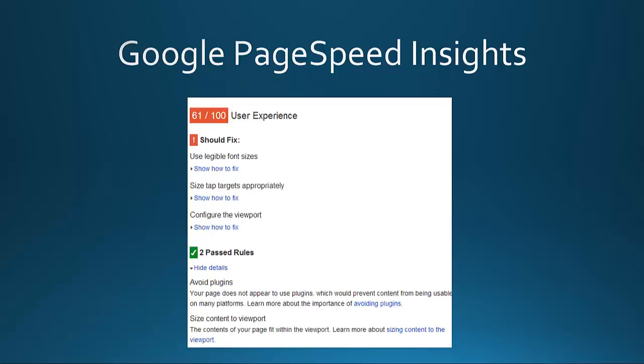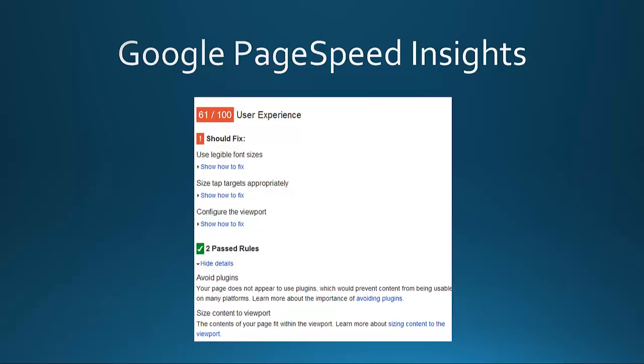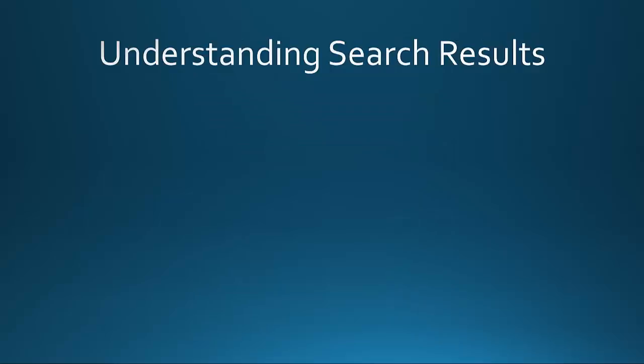You can see here, from a user experience level, it says 61 out of 100. Use legible font sizes, size tap targets appropriately, configure the viewport. So these are all things that you should fix. It passed different rules, and these are all things that it shows you within this tool. It's a very powerful tool that you can use when doing your mobile optimization.